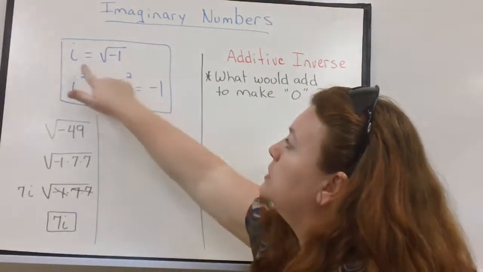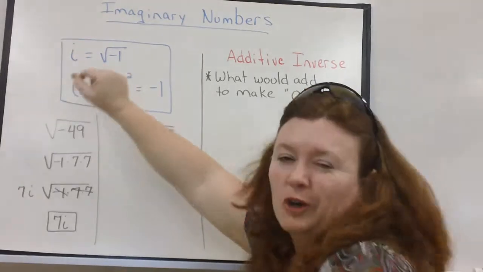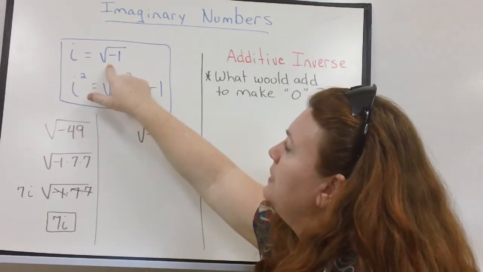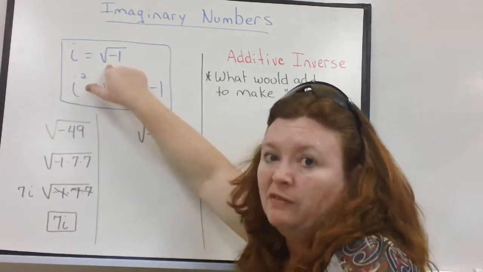So what we're going to do is use the letter i. It's a lowercase italicized i. It's got a little curl to it. And it just stands for an imaginary value. It's your most basic square root of -1.